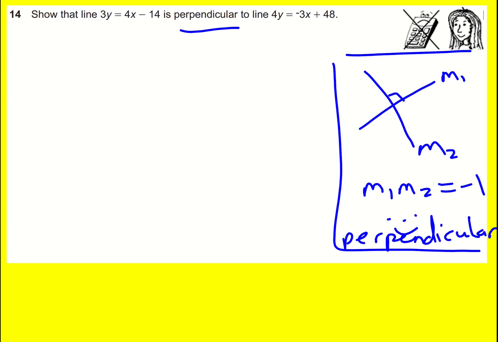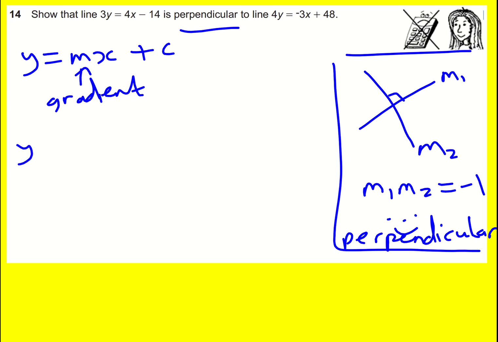So let's give that a go. We know that the equation of a straight line can be written in the form y equals mx plus c, where m is the gradient. So let's take each line and write it in that form. Let's take the first one.